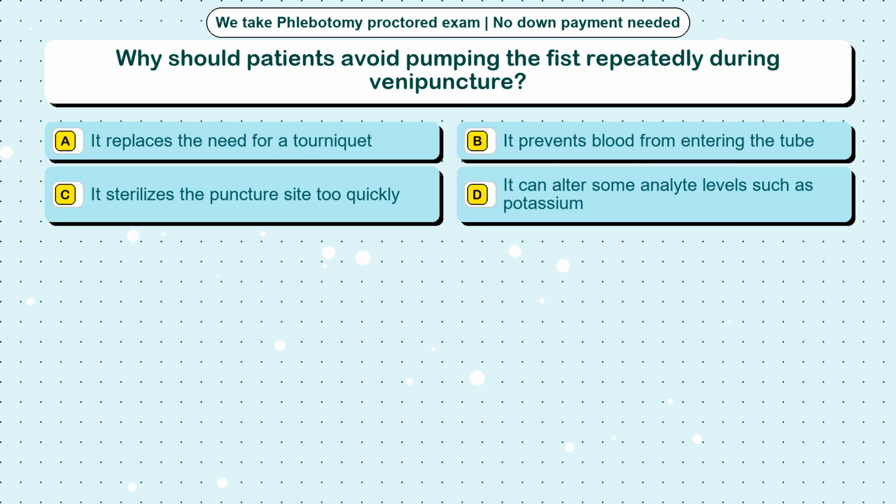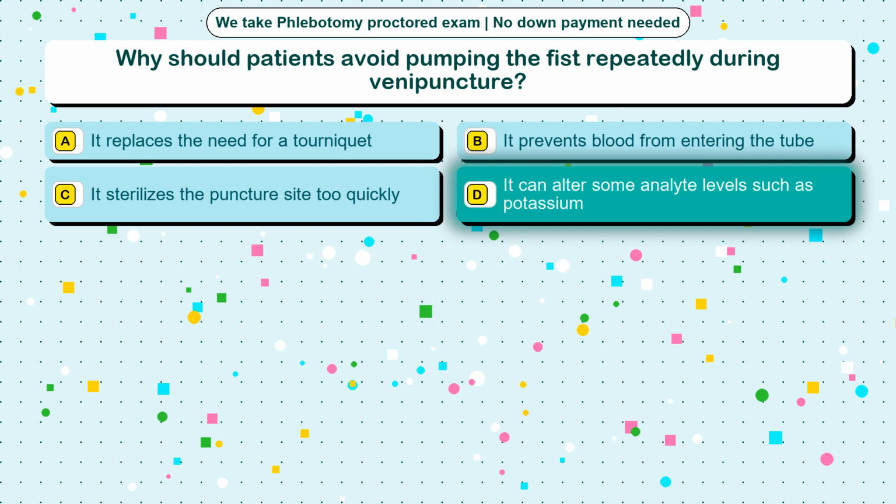Question 91. Why should patients avoid pumping the fist repeatedly during venipuncture? Option A, it replaces the need for a tourniquet. Option B, it prevents blood from entering the tube. Option C, it sterilizes the puncture site too quickly. Option D, it can alter some analyte levels such as potassium.